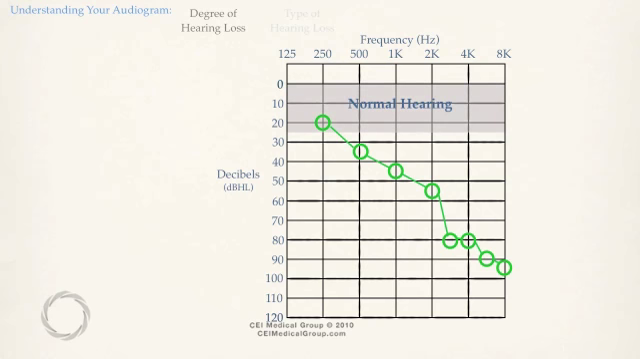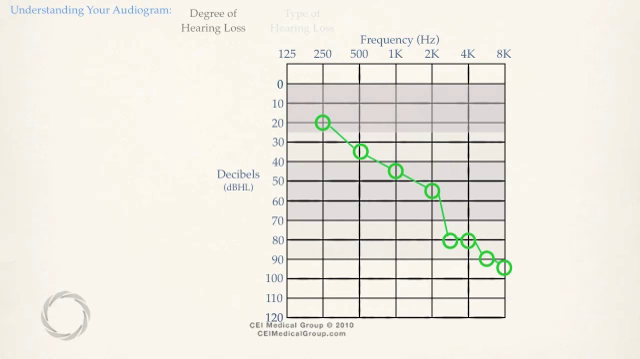Normal hearing is anything at or above 25 decibels. A mild hearing loss ranges from 30 to 35 dB. A moderate hearing loss is from 40 to 65 dB. A severe hearing loss is from 70 to 90. And a profound hearing loss is recorded at anything at or below 90 dB.